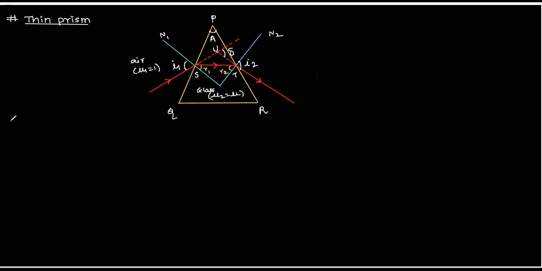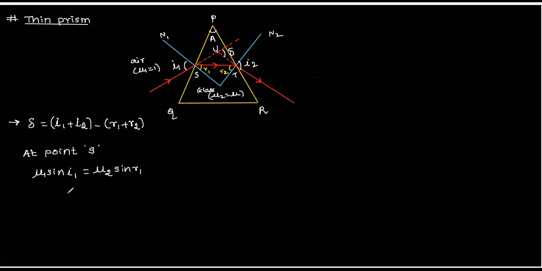So we know angle of deviation delta is equal to I1 plus I2 minus R1 plus R2. This is the angle of deviation formula. Now, at point S, mu1 sine of I1 is equal to mu2 sine of R1. Mu1 is 1. So therefore, sine I1 is equal to mu times sine R1. Call this equation number 1.